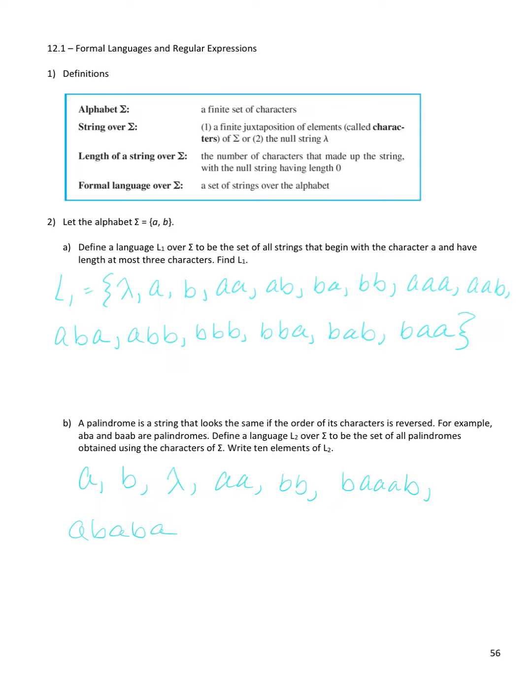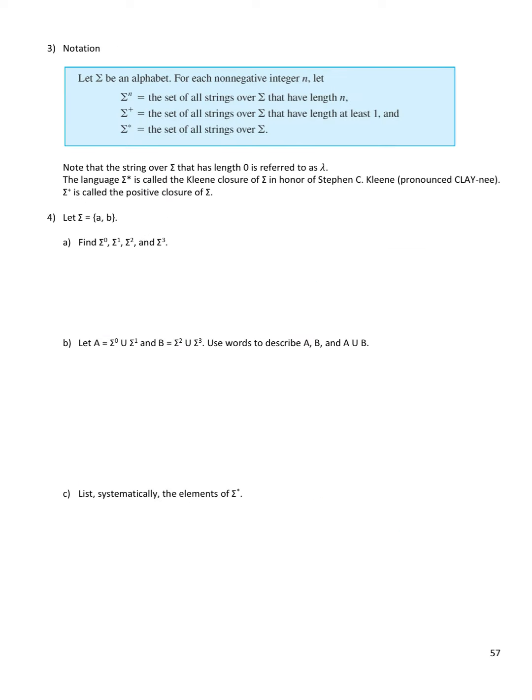Let's see how many we have. 1, 2, 3, 4, 5, 6, 7, 3 more. ABBA. That's 8. Another palindrome could be BBABB, 9, and BBB, 10. 10 palindromes. Okay, so we have some notation related to an alphabet sigma.